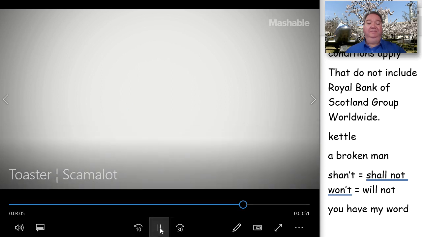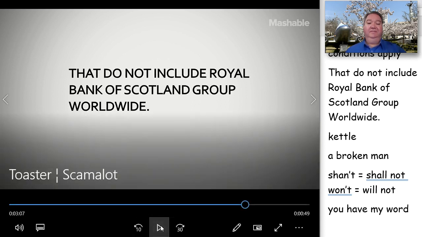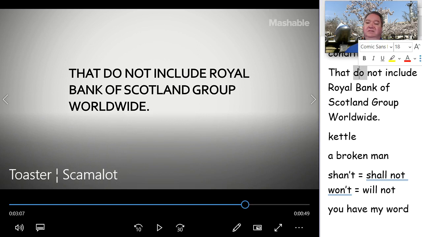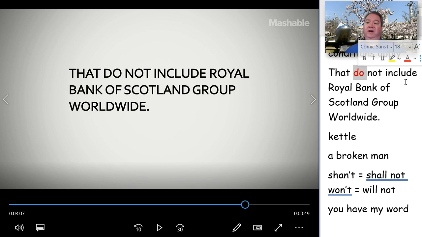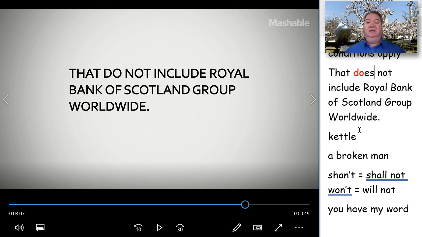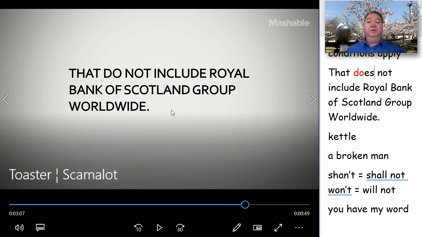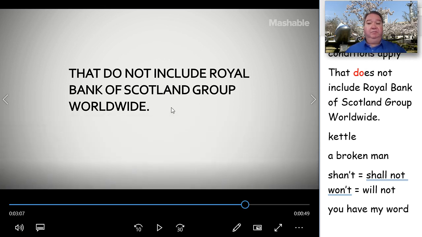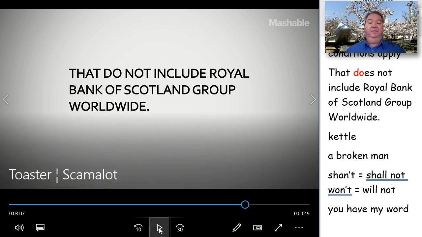Try to escape. They said that do not include Royal Bank of Scotland Group Worldwide. Do not? That do not? Again, incorrect verb form there. That should be that does not include. Okay? So again, another grammatical error, another signal that they are not educated.